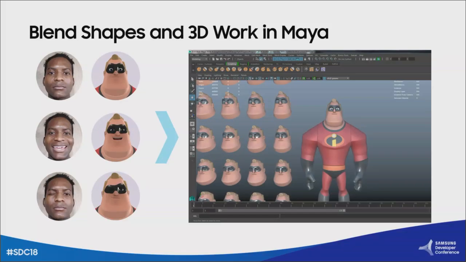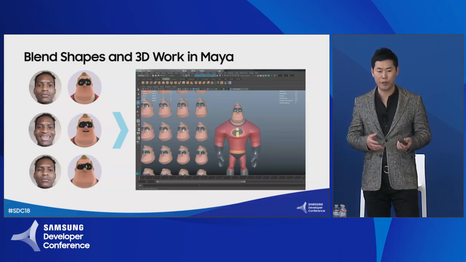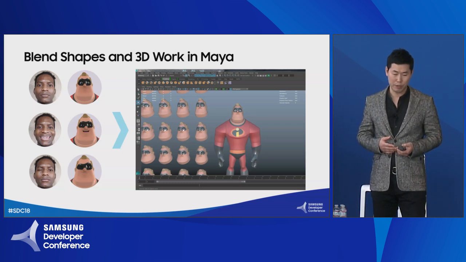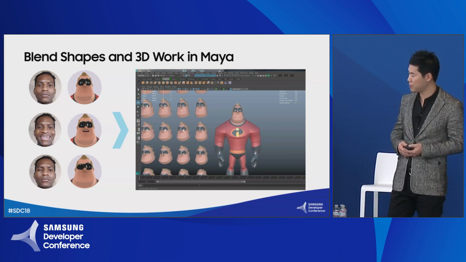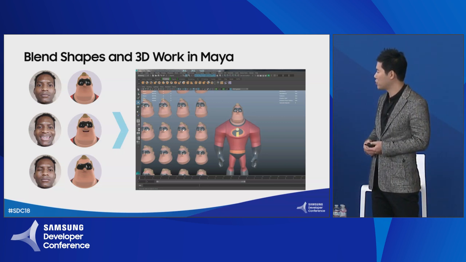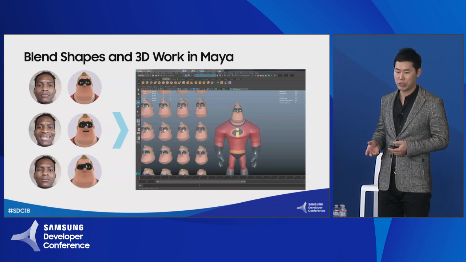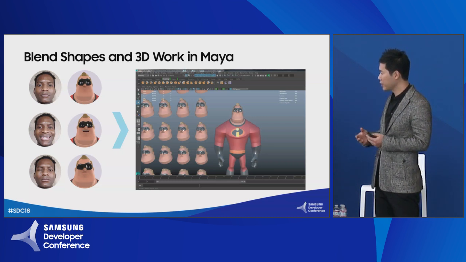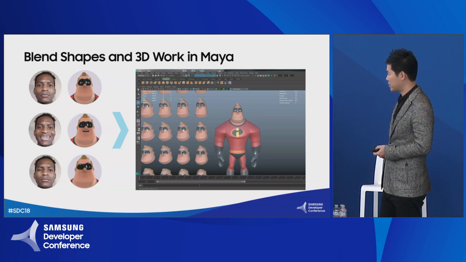So basically, you have to have your own base model, plus you have to have 75 blend shapes. These blend shapes are composed of 43 basic blend shapes, plus 32 creative ones. These are corresponding to FACS, which is the Facial Action Coding System, in order to describe human facial expressions.